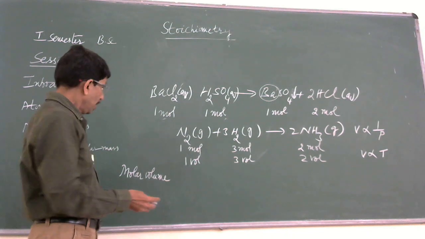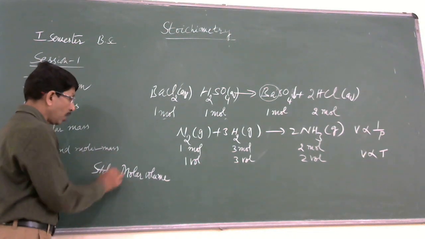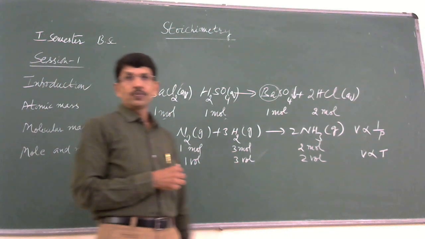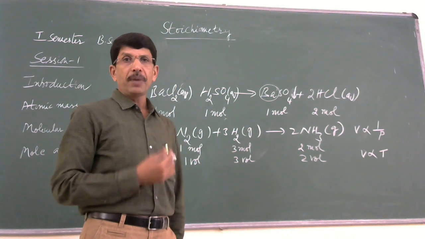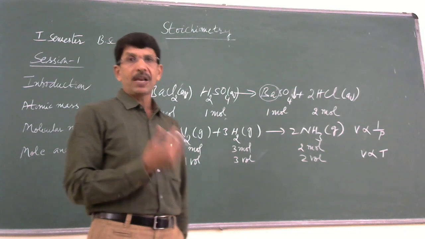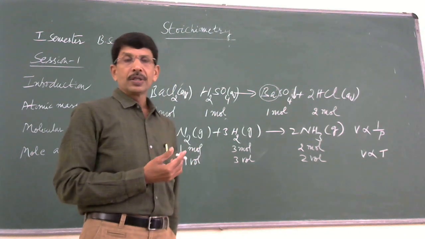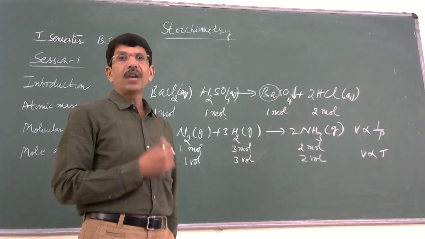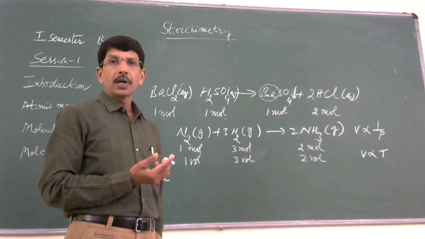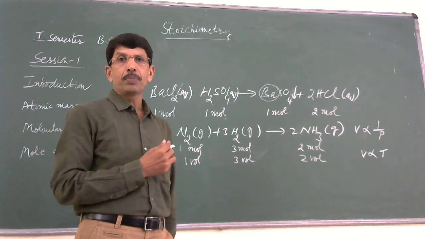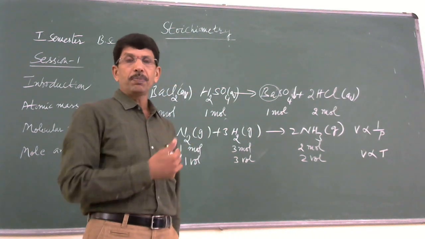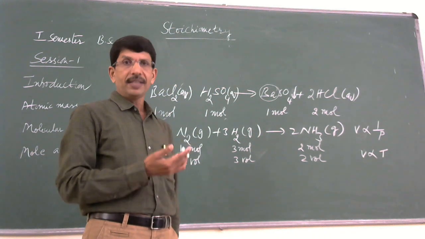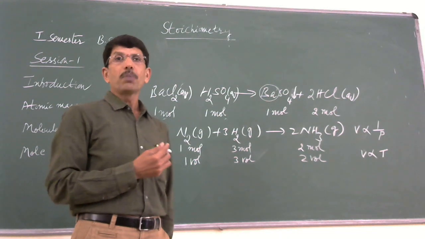So when I say standard molar volume, standard molar volume is nothing but volume occupied by 1 mole of a gas or vapor at 273 Kelvin and 1 bar pressure. Earlier, they considered standard pressure as 1 atmosphere. Now, according to IUPAC system of notation and SI system, we consider 1 bar pressure.